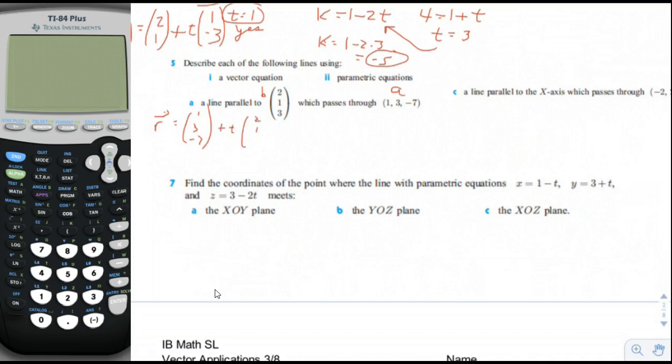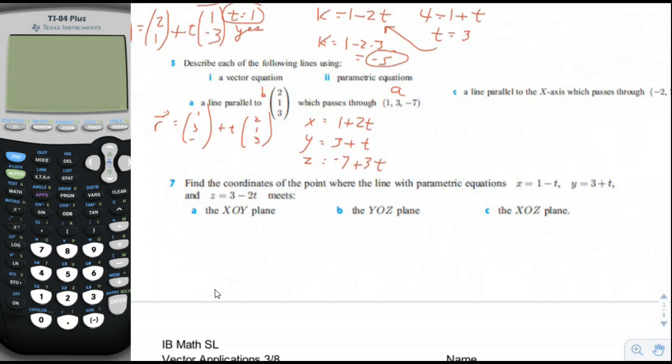And the parametric equations would just be breaking it down into components. So it would be x equals 1 plus 2t, y equals 3 plus t, and z equals negative 7 plus 3t. Okay? All right.